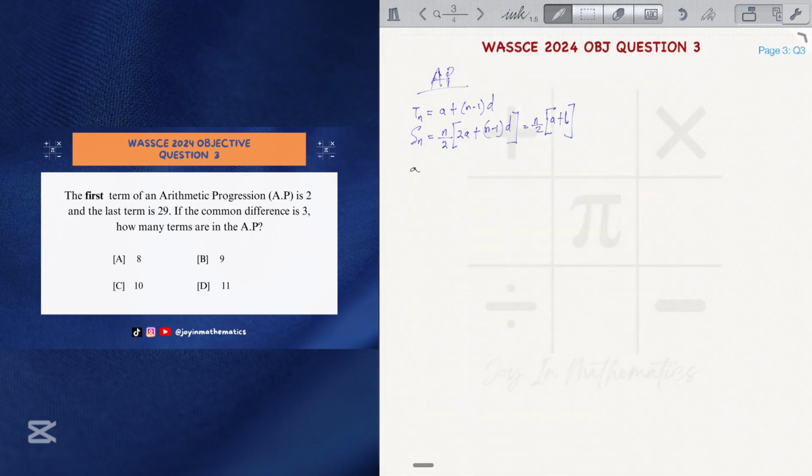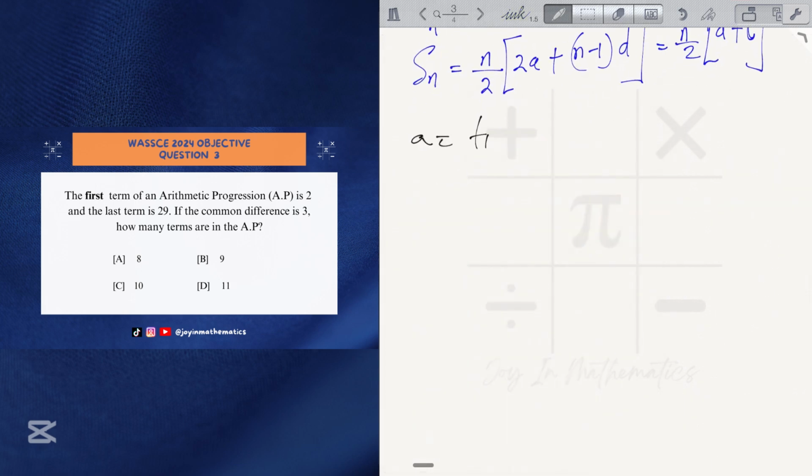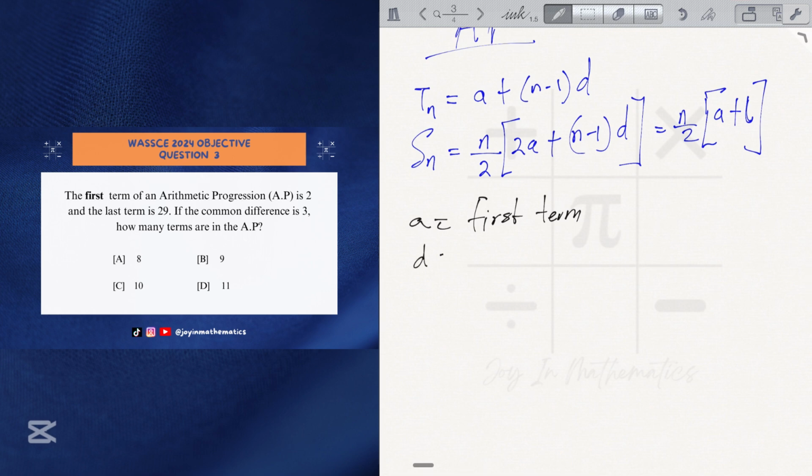Now let's label the terms correctly. a is the first term. We have d to be the common difference. Similarly, n is the number of terms. And likewise, we have l to be the last term.